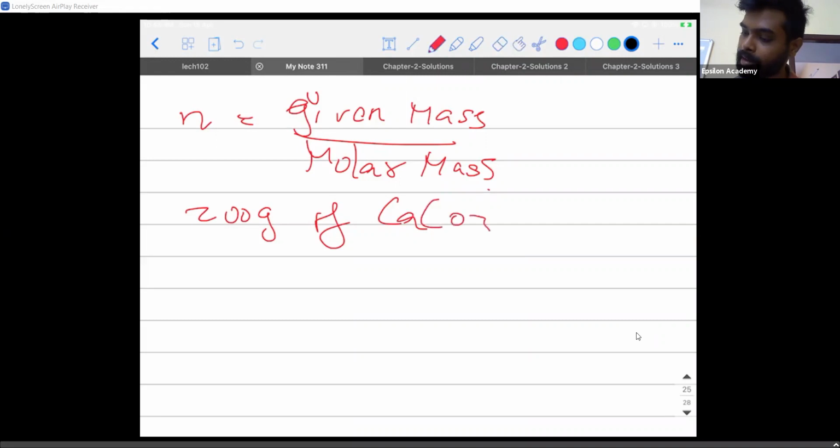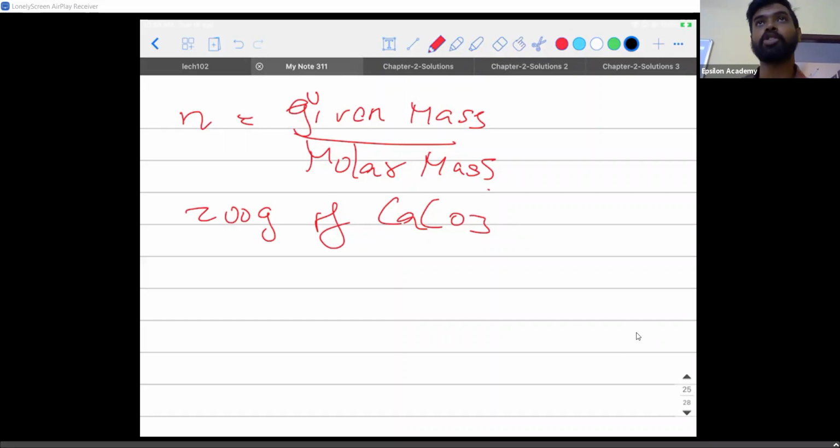Right, I take 200 grams of calcium carbonate and I ask you how many moles of calcium carbonate are there. Can you calculate and tell me? So guys, for this chapter, you have to know the atomic masses of all the elements. If you don't know that, even the simplest of questions cannot be answered. Number of moles we use in so many formulas.